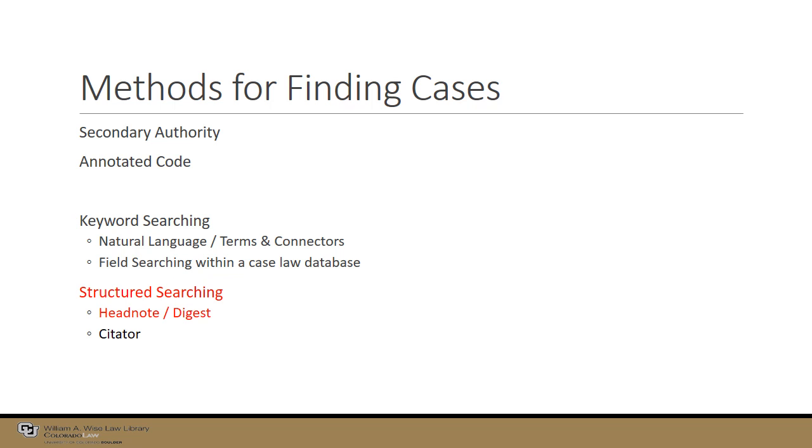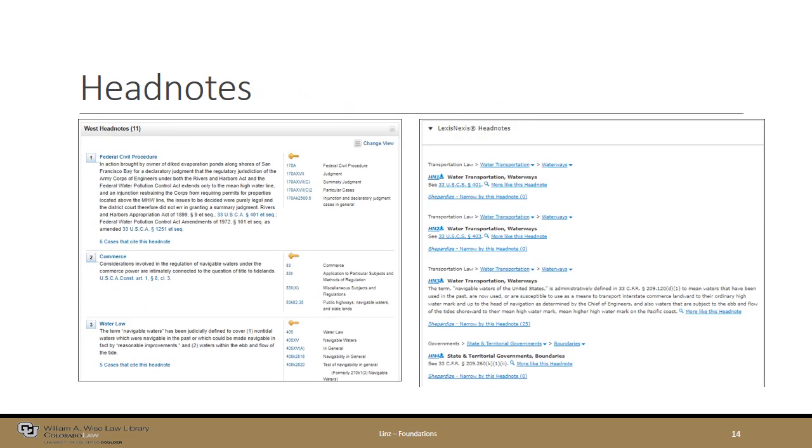So that's one method for finding cases, the keyword searching method. The other approach is structure searching. And this really refers to the headnotes that are part of the digest. This is going to take a little background explanation to understand and then to use. So the headnotes, of course, are the little summaries of the points of law that editors add toward the front of the case, the top part of the case.